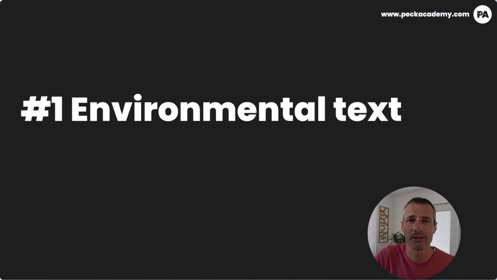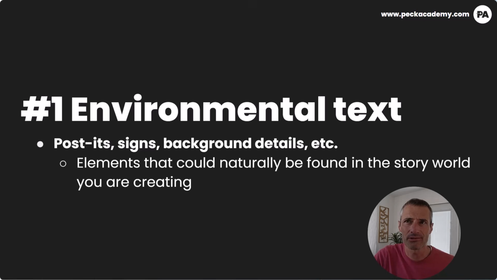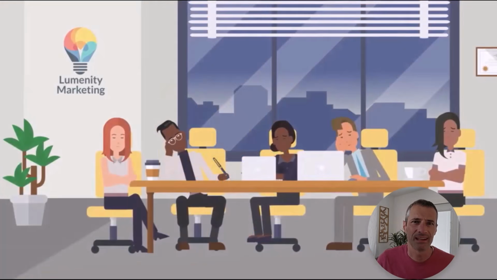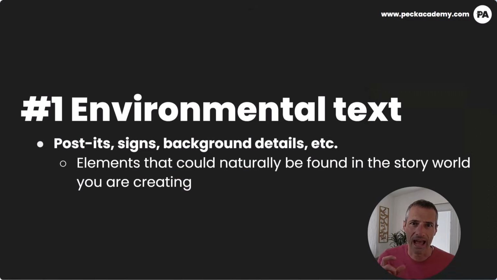First is environmental text. And what I mean by environmental text are things that would naturally be found in the story world that you're creating. These are things like Post-its, signs, or posters that might be in the background. Any kind of background detail that you can use is prime real estate to add some context or add some information instead of using a text box.